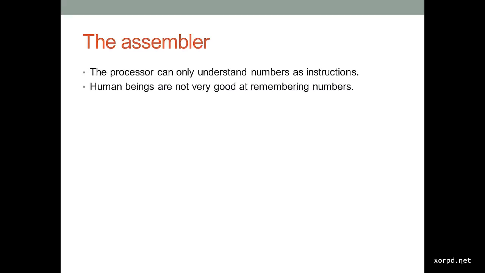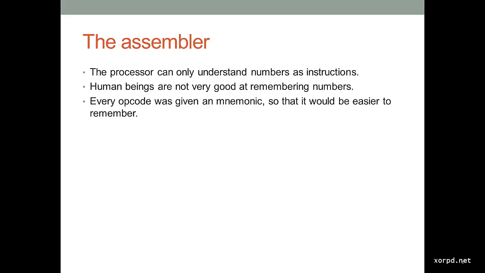The assembler. The processor can only understand numbers as instructions. We already talked about this in the past, but this is very important, so I want to emphasize this. Human beings are not very good at remembering numbers, at least me. Every opcode was given a mnemonic so that it would be easier to remember.